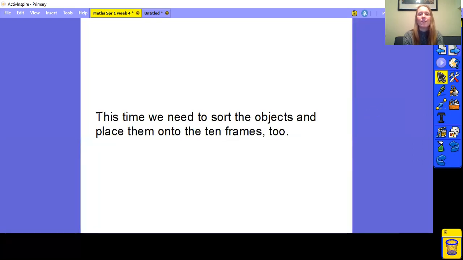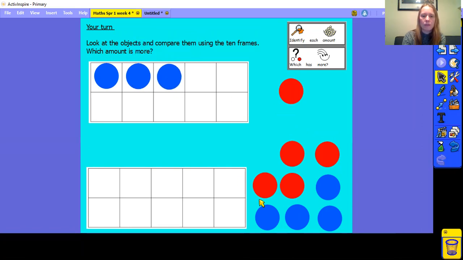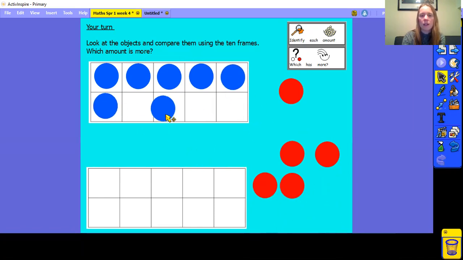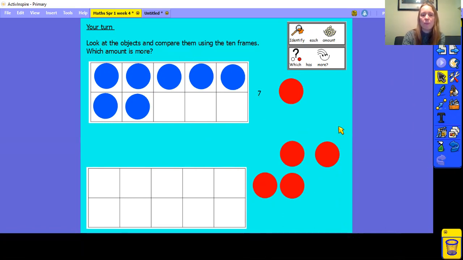This time, we need to find the first amount too, and we need to place them onto the 10 frames. Let's use the blue counters first. We're going to put those onto the top 10 frame. 1, 2, 3, 4, 5, 6, 7. 7 blue counters. Let's write 7 to help us to remember.